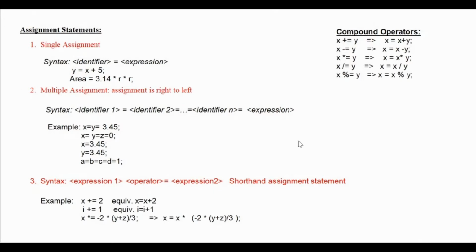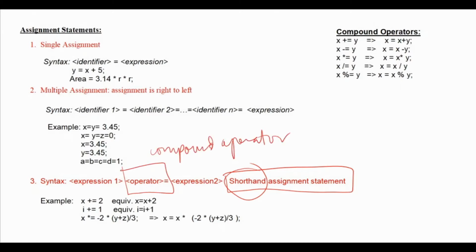The third form is this one, which we call shorthand assignment statement. This shorthand assignment statement makes use of compound operators. We call this compound operator. Examples of compound operators are here. This one, the plus equals, minus equals, times equals, divide equals, and the percent equals. These are some examples of compound operators.